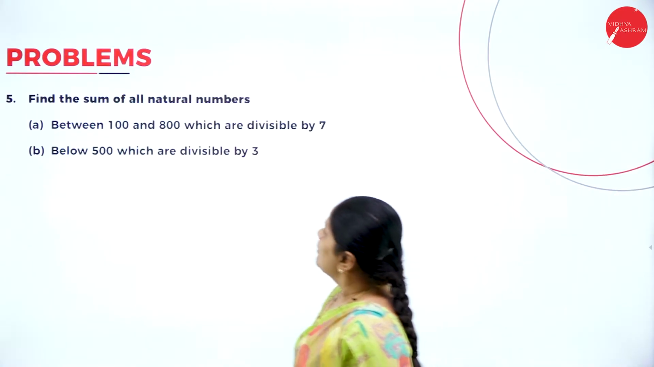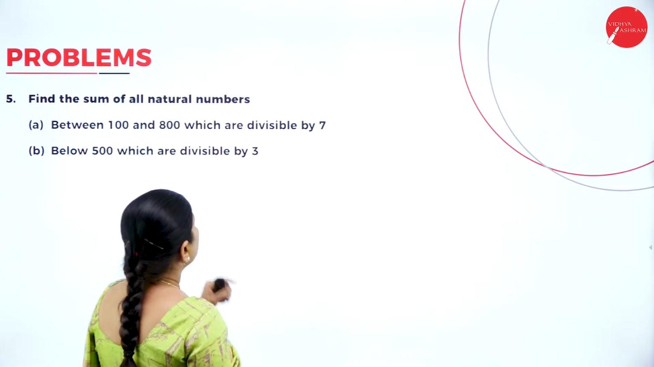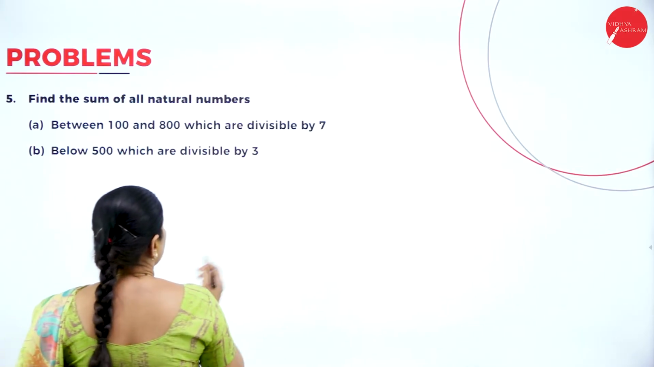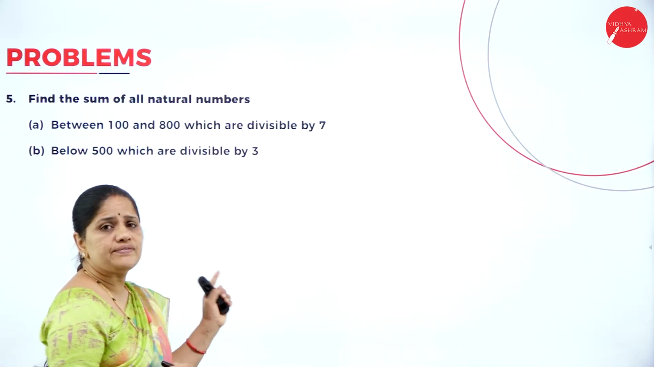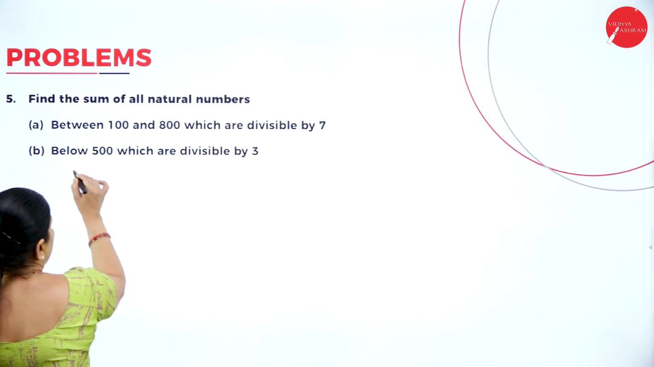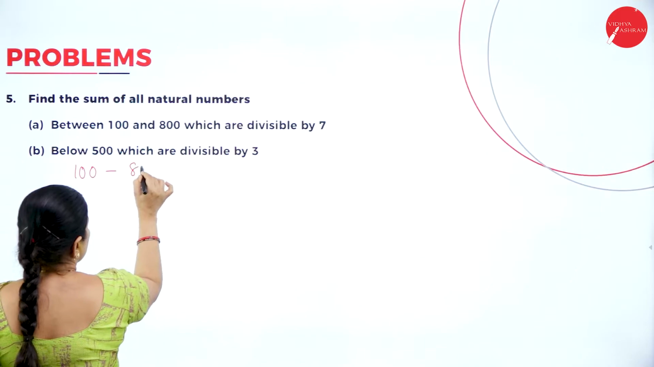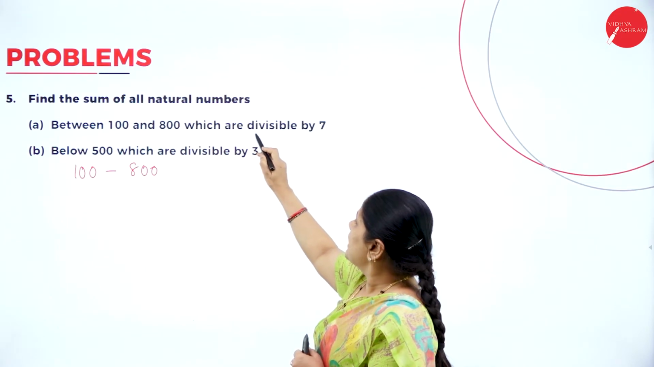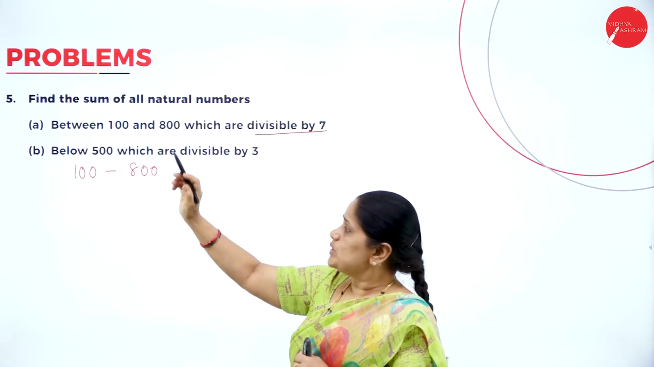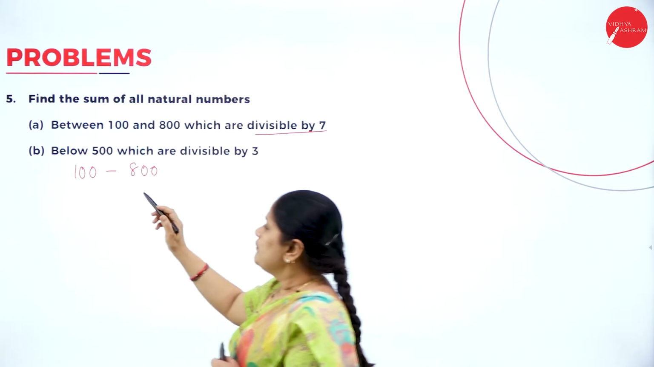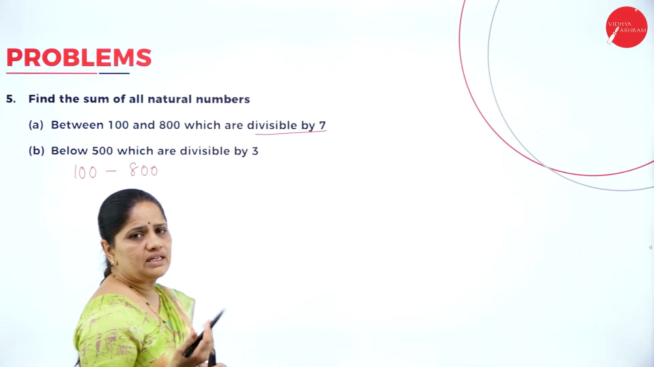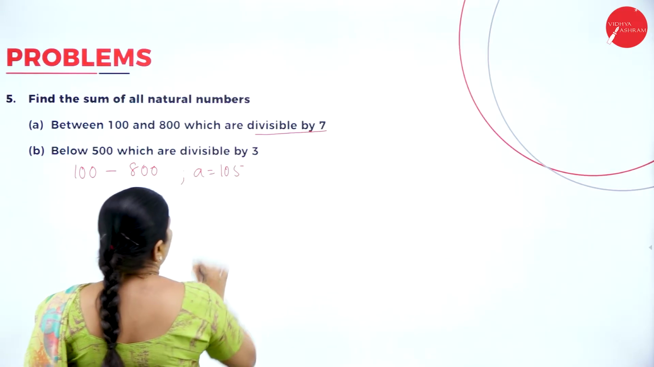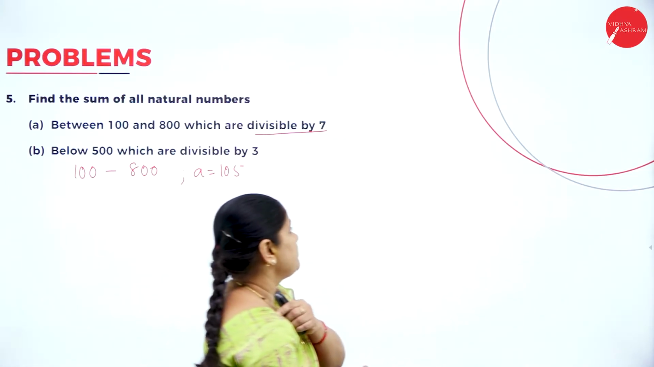Now find the sum of all natural numbers between 100 and 800 which are divisible by 7. So we have to find the first number which is divisible by 7 between 100 and 800. In this problem, they have asked us to find all the multiples of 7 between 100 and 800. So 101, 102... the first number A will be equal to 105. 105 is a number which is divisible by 7.